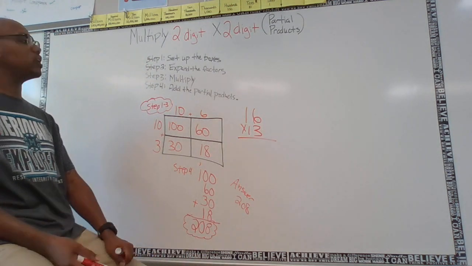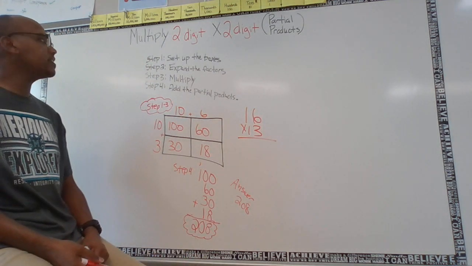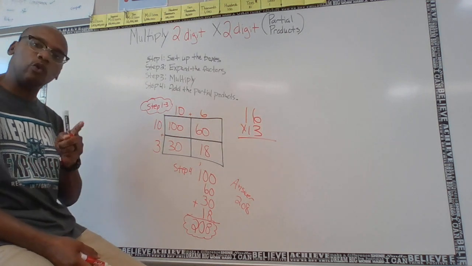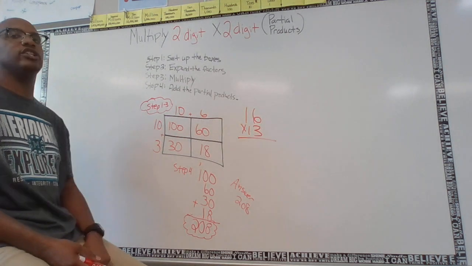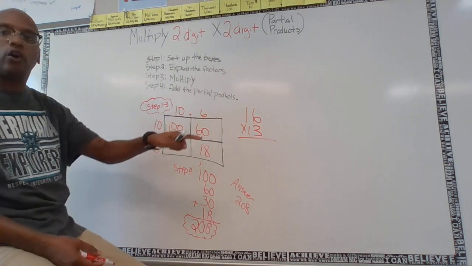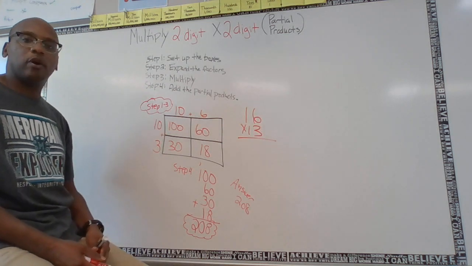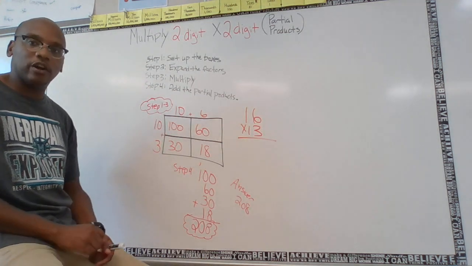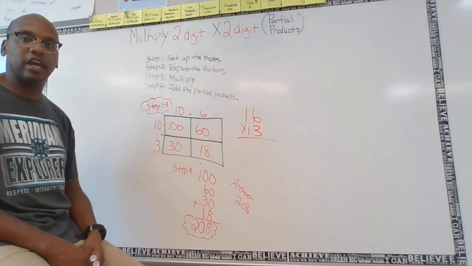Again, this is Mr. Traham with a simple lesson on multiplying a 2-digit number times a 2-digit number, also using partial products. Partial is in parts and product is the answer in multiplication.